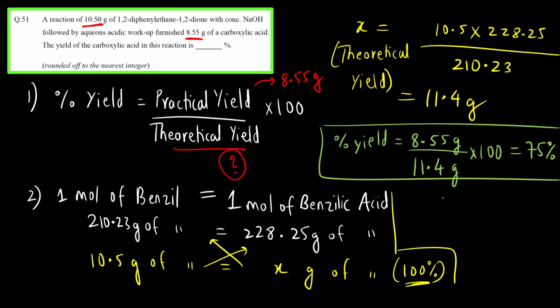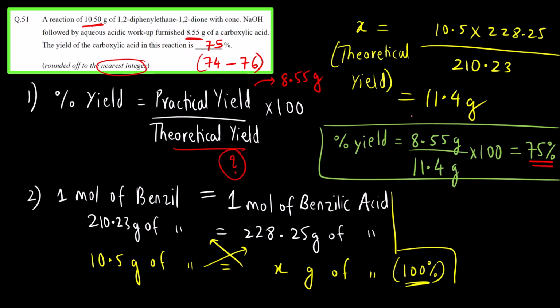Now what will you put as the answer? Only 75, because they have written round off to the nearest integer. And if you see the range, it is given 74 to 76. So our answer is correct. The percentage yield is 75%.